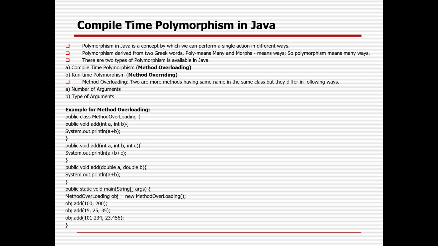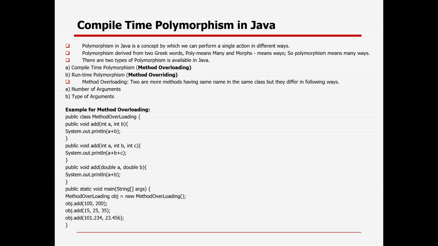There are two types of polymorphism available in Java. One is compile-time polymorphism, which is called method overloading or static binding. And the second one is runtime polymorphism, or method overriding, or dynamic binding. So what is method overloading? There might be two or more methods which have the same name and same return type in the same class, but they can differ in the following ways: either by changing the number of arguments or by changing the type of arguments.